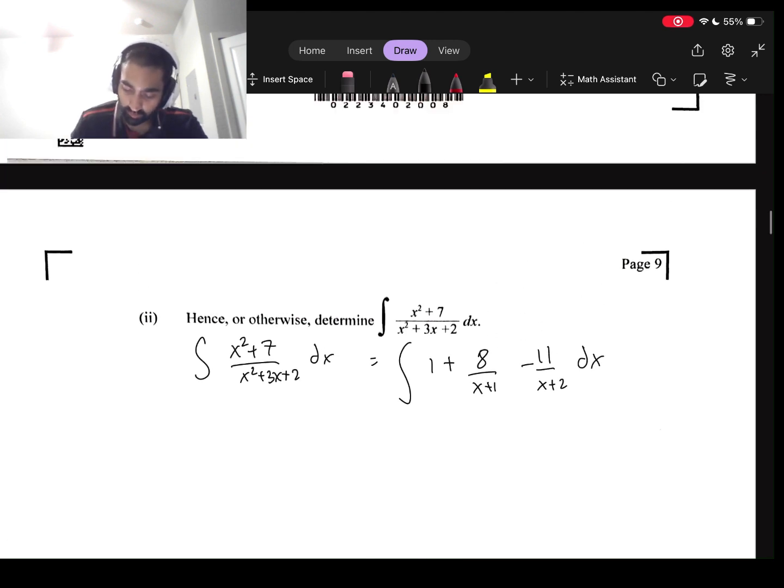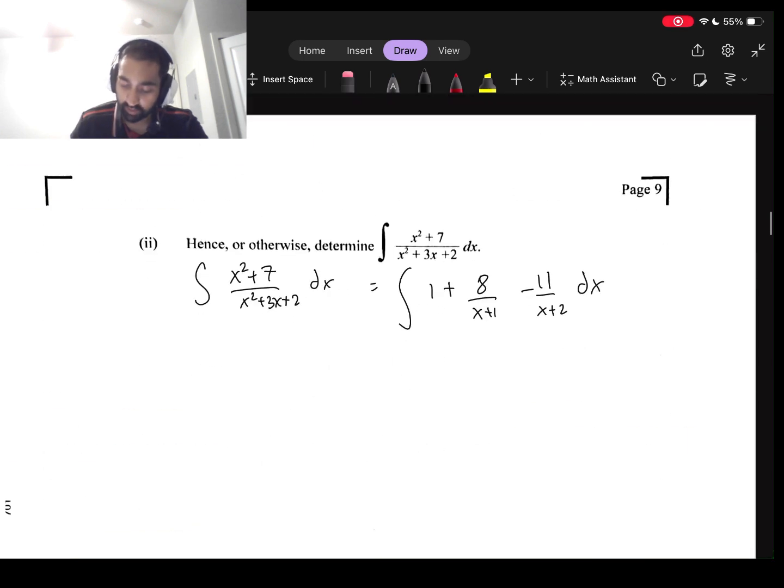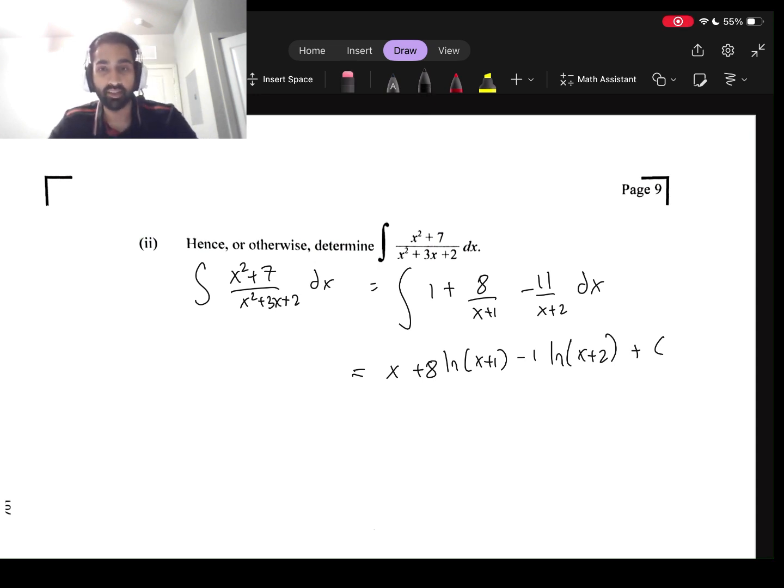Yep. And you just have to remember that the integral of 1 is x, and the integral of 1 over x is ln x, and similarly the integral of 1 over (x plus 1) will be ln (x plus 1), and so on. So it's x plus 8 ln (x plus 1) minus 11 ln (x plus 2), and then plus c. Just write this a little better. So yeah, this is how you use partial fractions to integrate. I mean, that's one of the main uses of partial fractions, to help with integration.